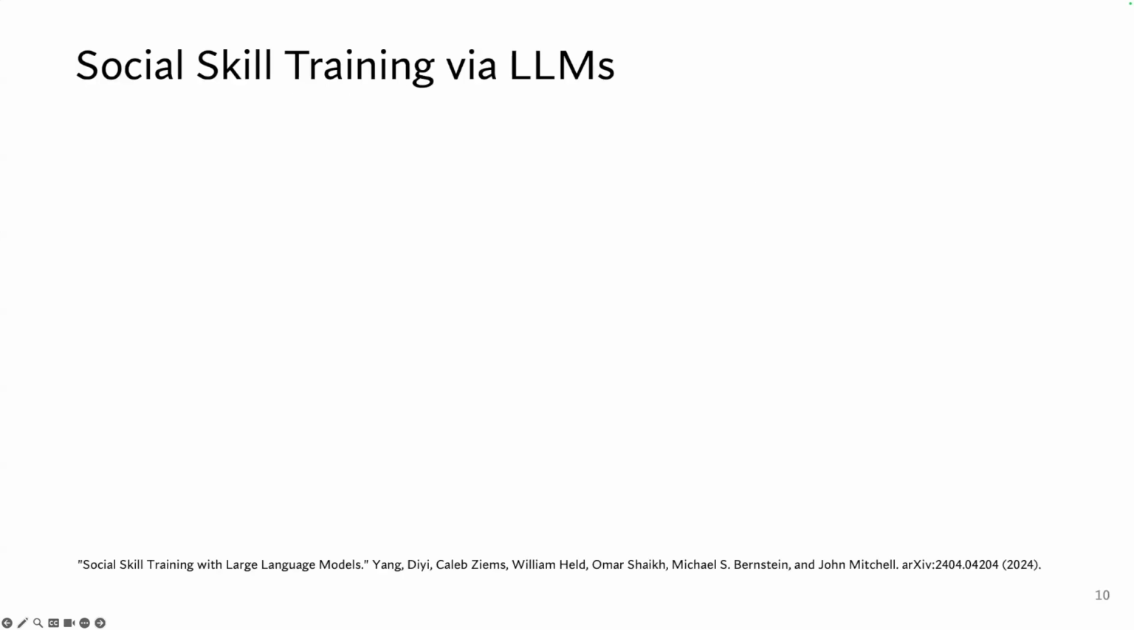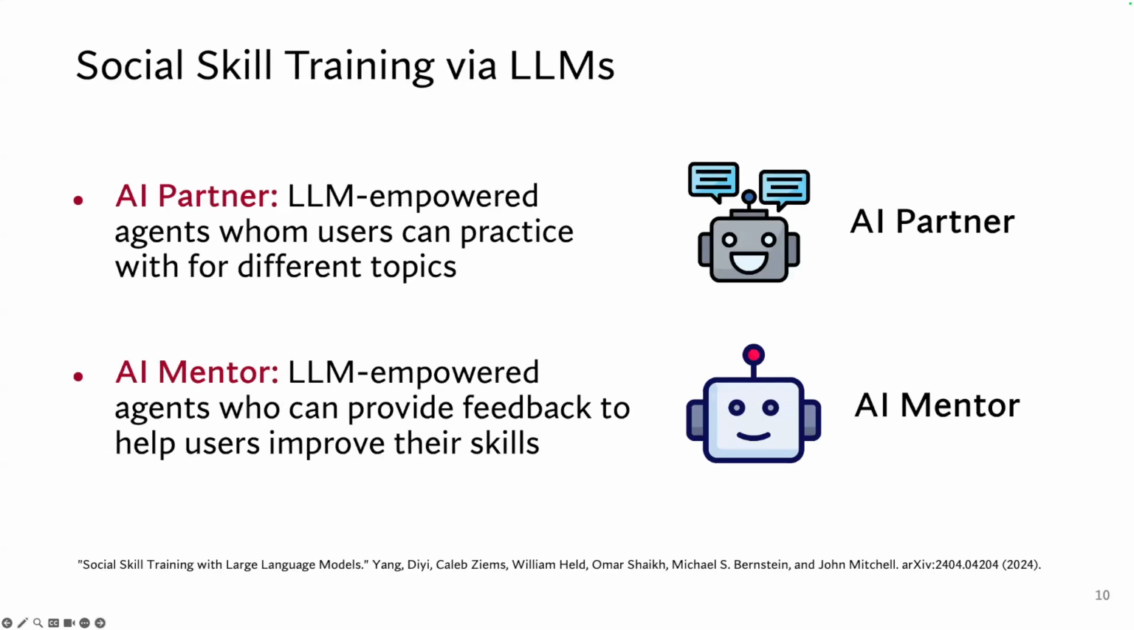This is our recent framework called AI Partner and AI Mentor. The key idea is that when a learner tries to learn a specific social skill, they can interact with two agents. AI Partner is an LLM-empowered agent that users can practice with on different topics. And AI Mentor is an LLM-empowered agent that can provide feedback to help users improve their skills. There could be one AI Partner or multiple, and one or many AI Mentors.